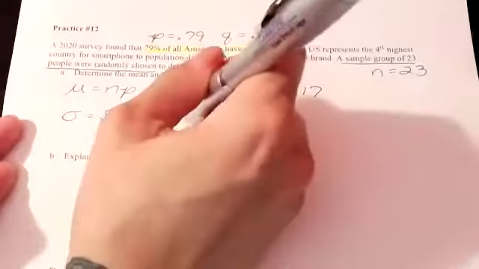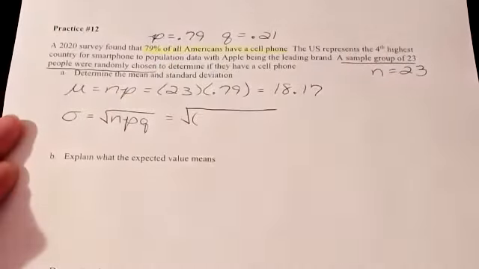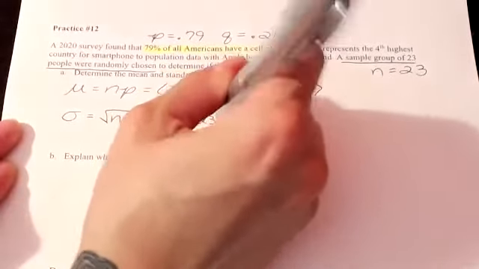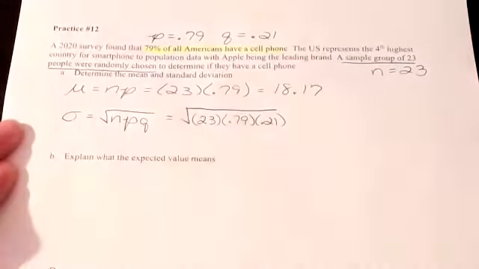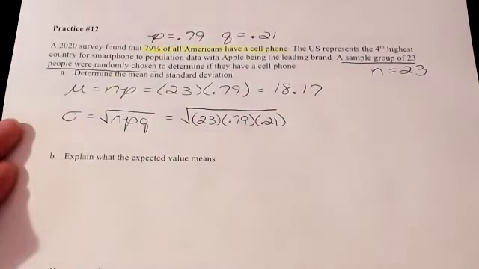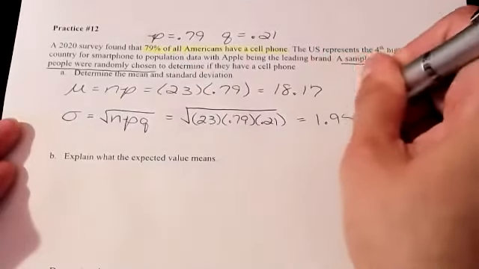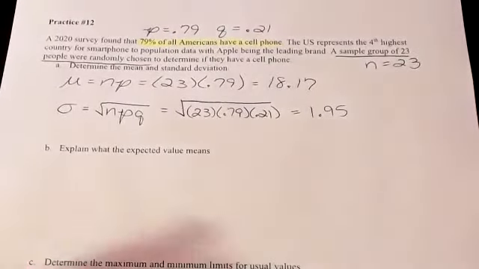standard deviation. If you are using something other than an actual calculator, you may want to punch in everything underneath the radical before taking the square root of the value. So 23 times 0.79 times 0.21, enter, and then take the square root of that value. When all is said and done, you should have something very close to 1.95. It might be a little bit longer than that, depending on how many places after the decimal you've included.